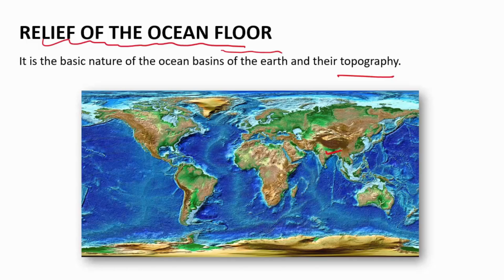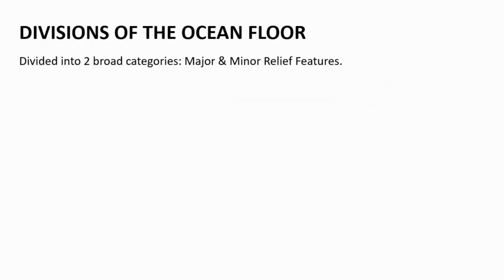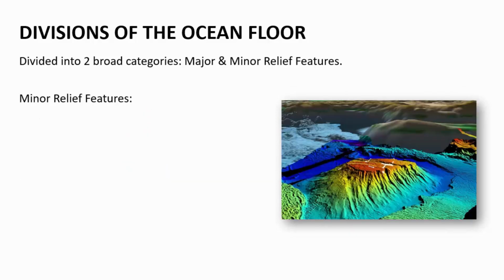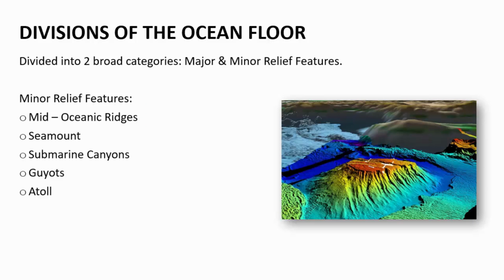Now, we shall discuss these relief features, and of course, we'll first start off with the division of the ocean floors. Now, broadly, the division of ocean floors has been done in two broad categories. First is the major relief features and the second is the minor relief features. The major relief features include features like continental shelf, continental slope, deep sea plains, oceanic deeps, or trenches. Now, we shall discuss all of these features in detail later on in this session. The next on our list is the minor relief features. The minor relief features are such as mid-oceanic ridges, seamounts, submarine canyons, guyots, and atolls.